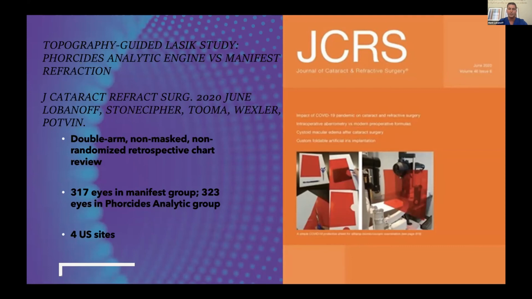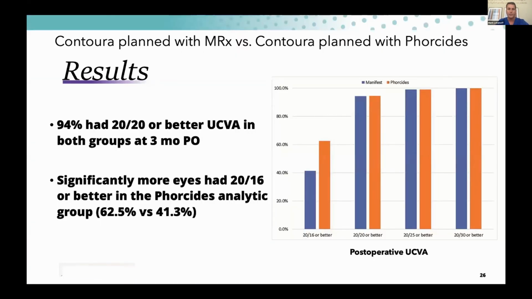One group of patients had been planned using the manifest astigmatism magnitude and axis for Contoura, and the second group used 4C's to determine the correct astigmatism treatment. The results were both groups showed excellent results with topography-guided LASIK. Both groups, the manifest plan and the 4C's plan, achieved 20/20 or better uncorrected vision at 3 months in 95% or more of patients. But at the 20/15 or better level, this is where 4C's pulled ahead.